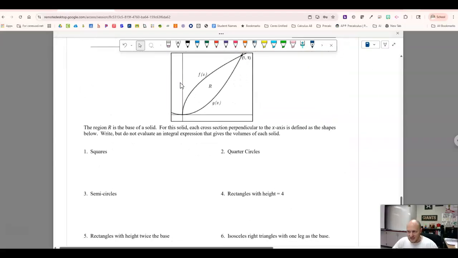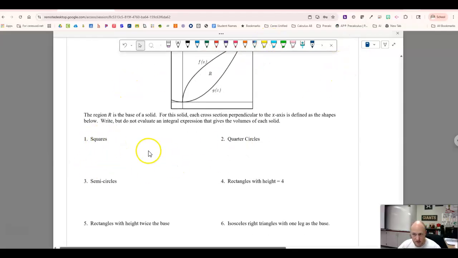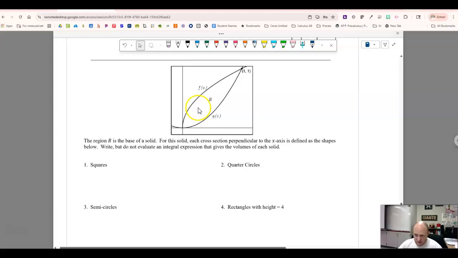Okay, last example I have for you here, but this one is going to go ahead and kind of outline the variation. Everything really has been squares so far, so we'll generalize it with the square to make you feel comfortable, and then we'll change the shapes, okay? So again, here's a region R, base of a solid. For this solid, the cross-section perpendicular to the x-axis is defined as the shapes below. Write, but do not evaluate an integral expression that gives volumes for each solid, okay?